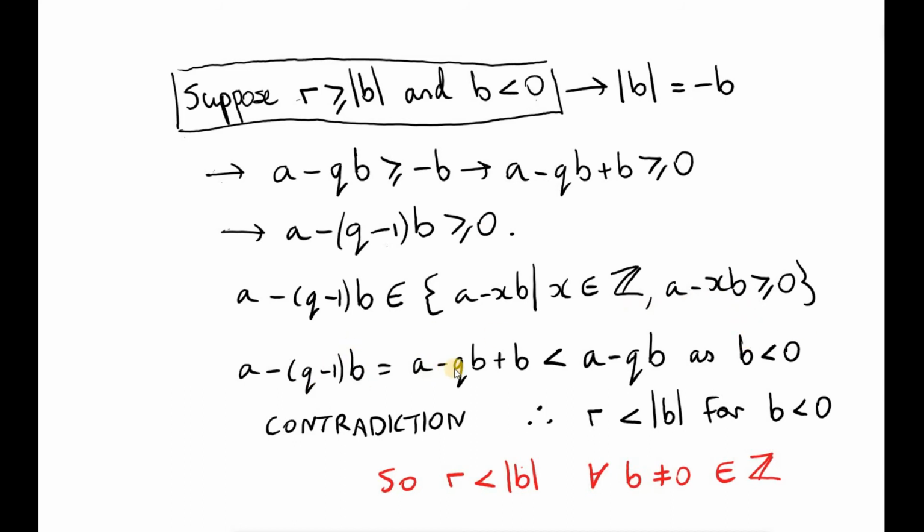However, if we look at this here, a minus qb plus b, we see that it's actually less than a minus qb, because we're taking a minus qb and adding something which is negative onto it, so we get something smaller than a minus qb. And that's our contradiction, because a minus qb is the least element in our set for the given a and b. So we've shown that r is less than the magnitude of b, not just for b less than 0, but also for b greater than 0. So r is less than the magnitude of b for all non-zero b in Z.